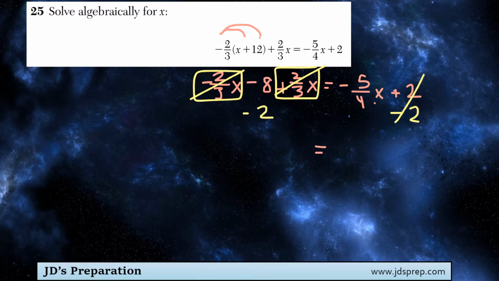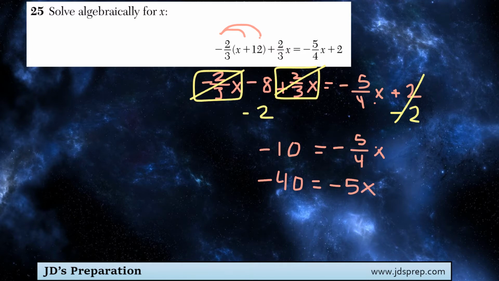So now on the left-hand side, we'll have negative 10. That's negative 8 minus 2. And on the right-hand side, we have negative 5 over 4 x. Next step I'm going to do is multiply both sides by 4. That would get us, let's see, negative 40 equals negative 5x. So we just did that to get rid of that fraction.